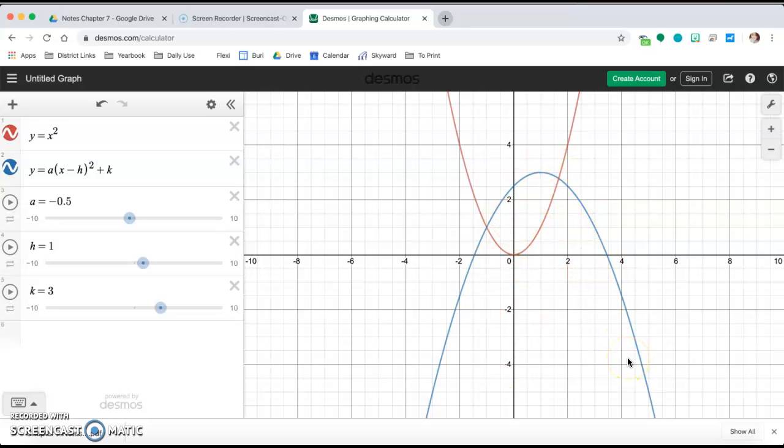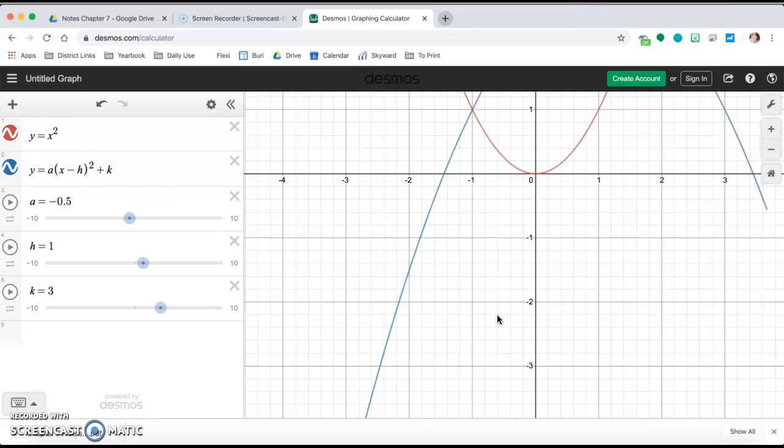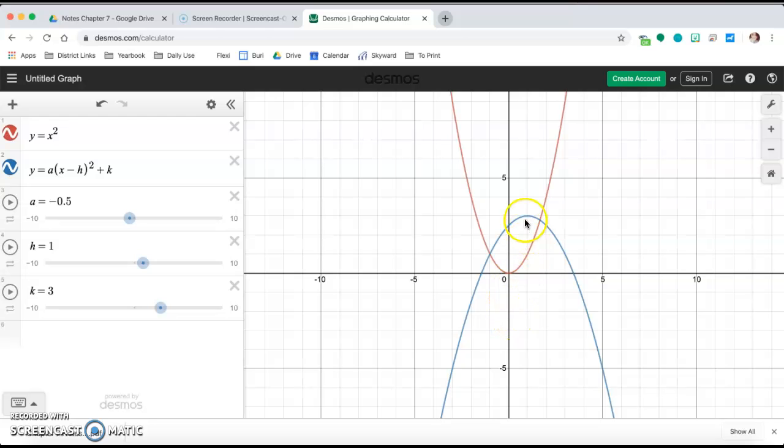So in summary, we notice that changing our h is going to change how far our vertex is in the x direction. Changing our k adjusts how far up or down it goes, and adjusting our a value out in front adjusts not only the width, but also which direction my parabola is facing.